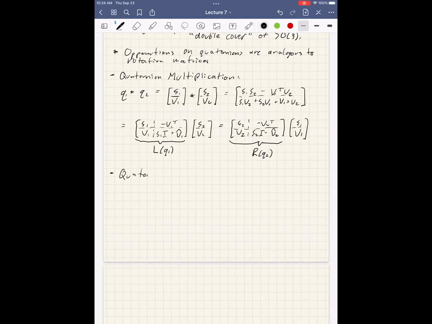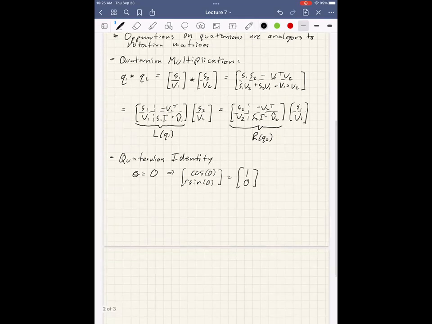Okay, so next thing, quaternion identity. This is pretty trivial. If I just plug in theta equals 0 into that thing from before, I'm going to get cos 0 and then sine 0 down here, which is going to be 1, 0. So that's the identity quaternion, right? Just like the identity matrix.